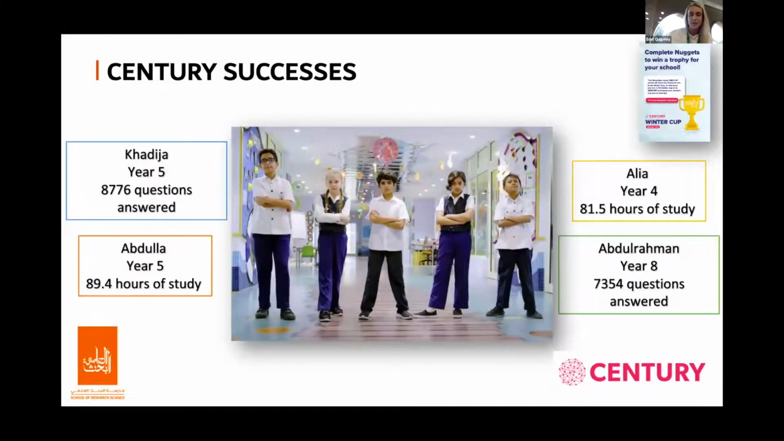Okay, so our successes. We love to catch our students doing great things, and it was vital to recognize and highlight the Century successes over the year. As you can see from the screen, Alia, a lovely year 4 little girl, had done over 80 hours of study at home on Century alone. Abdulrahman, a year 8 student, answered over 7,000 questions, and this directly relates to his GL results. Abdulrahman did amazing in his science GL, and it correlates very, very well.